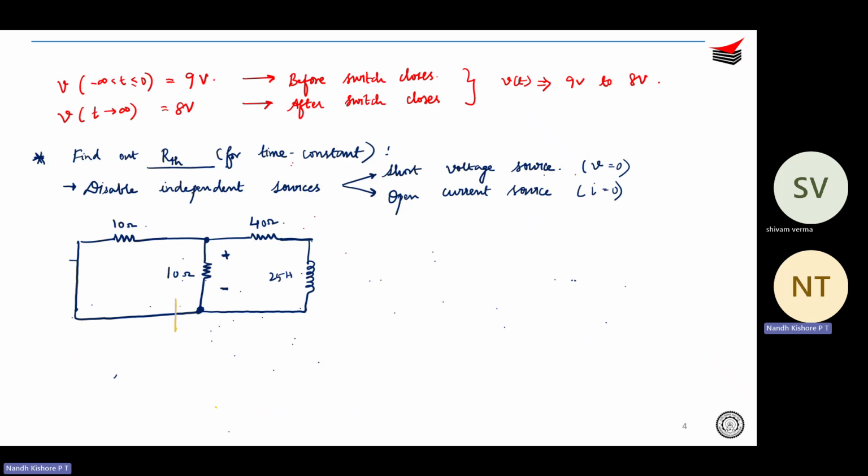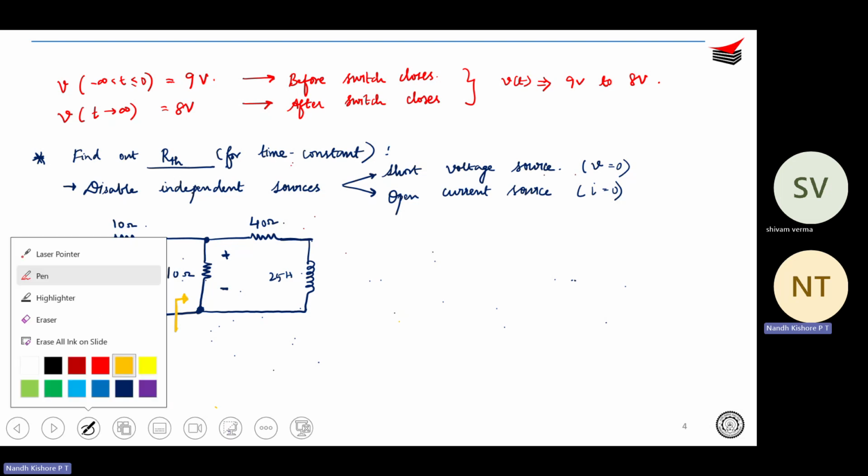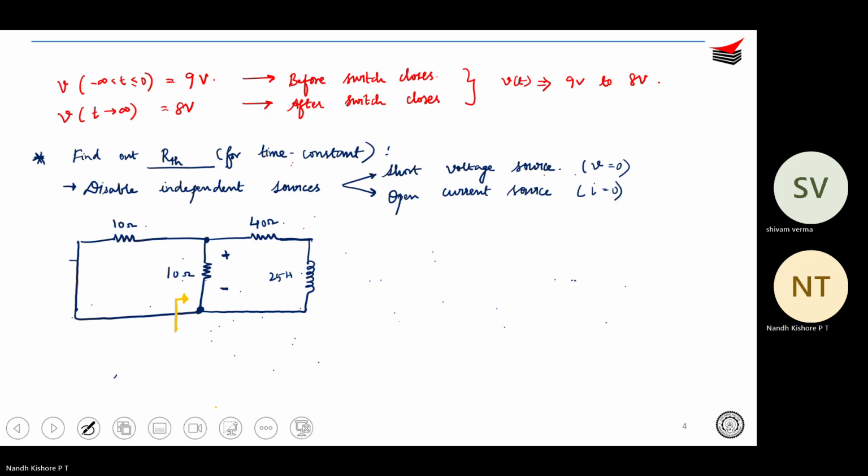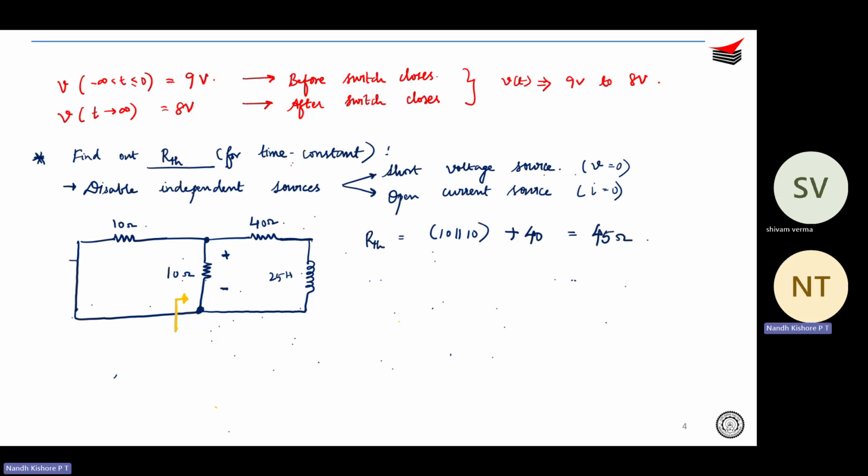I want to find out the Thevenin resistance looking at this particular node, right? If I look from here, what is the Thevenin resistance? Okay, so what is the resistance? You understand that 10 and 10 are going to be in parallel. So RThevenin would be 10 and 10 in parallel, in series with 40 ohms, which means you get 45 ohms, right?